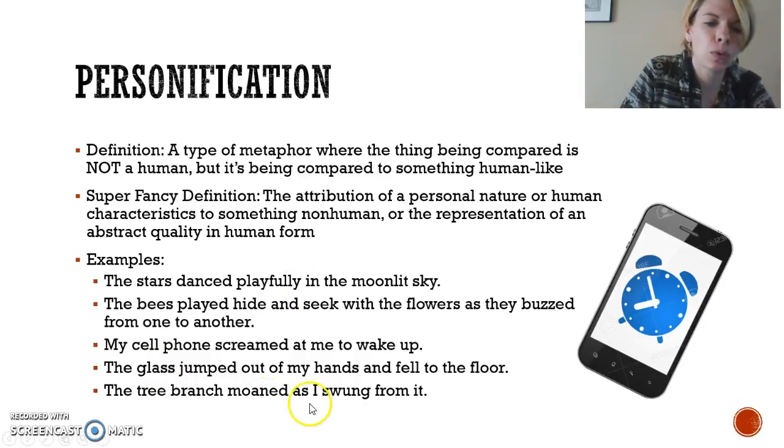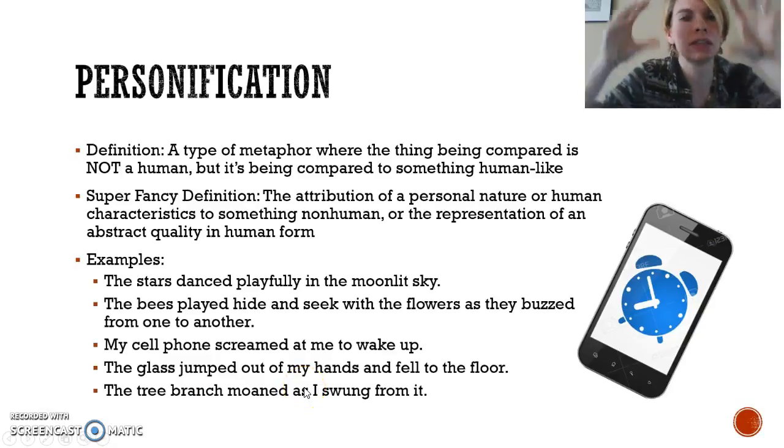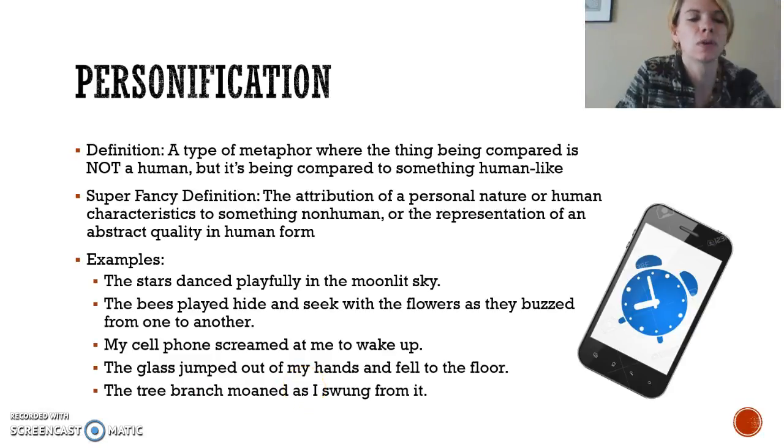The tree branch moaned as I swung from it. So again, the word moaned is something that you would associate with a human sound. The branch moaning, obviously there's a lot of weight on it because the person's holding onto it. So it's creating this sound that sounds like a person.